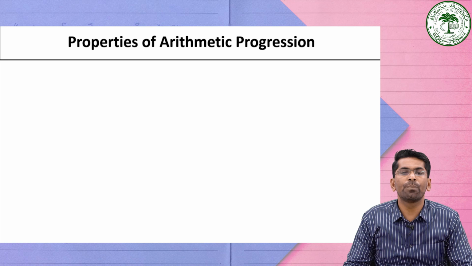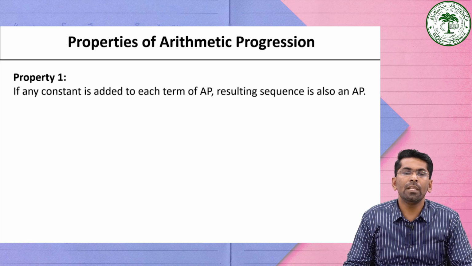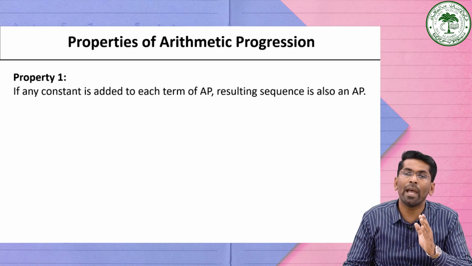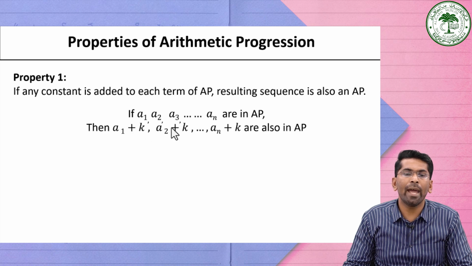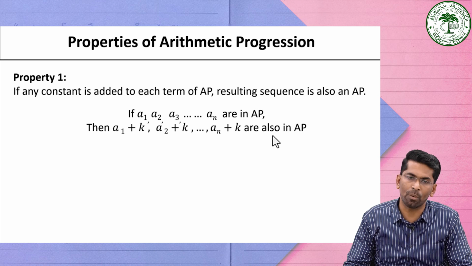Now consider the various properties of an arithmetic progression. The first property says that if any constant is added to each term of an arithmetic progression, then the resulting sequence is also an arithmetic progression. For example, if we have a sequence of numbers a1, a2, a3 up to an, and we add a constant, say k, to each element, it becomes a1 plus k, a2 plus k up to an plus k. This will also be an arithmetic progression.